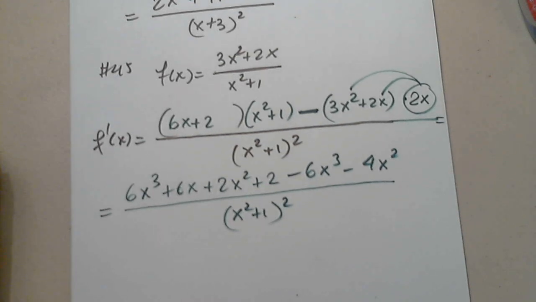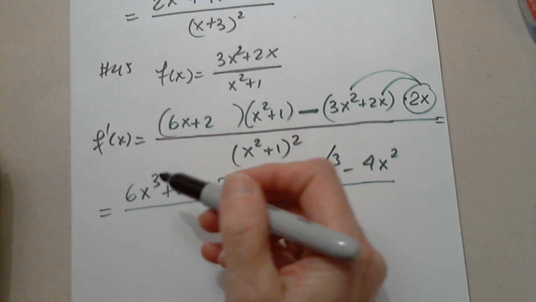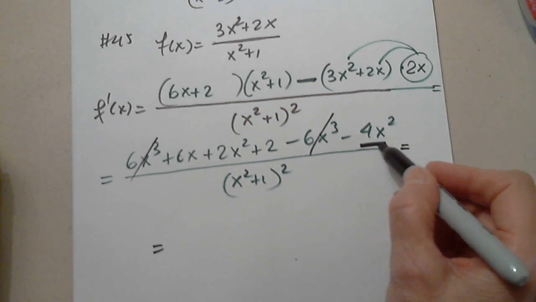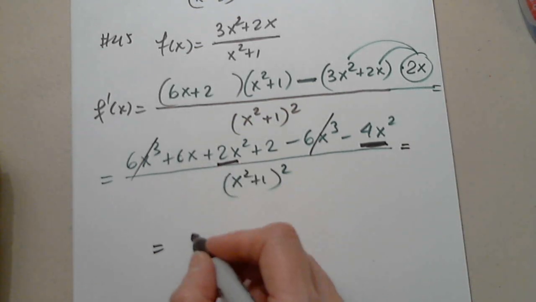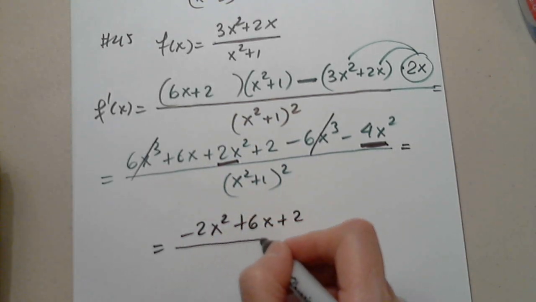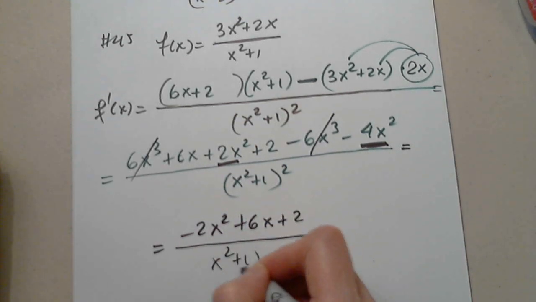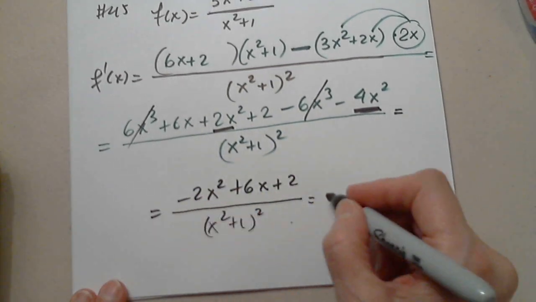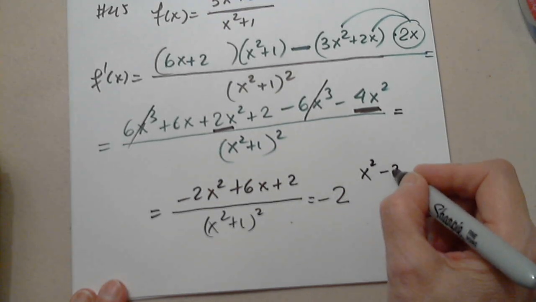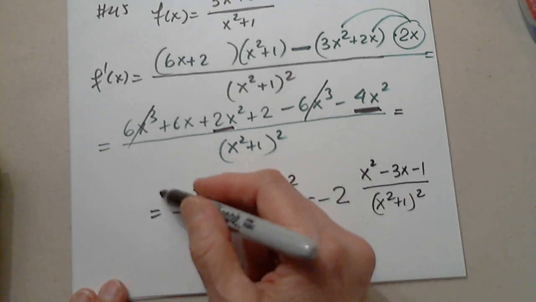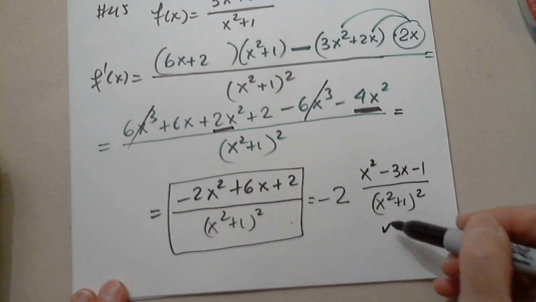Now we try to simplify if possible in the numerator, see if anything goes away. Yes, these two go away. In descending order always, I have to start with 2x cubed plus 2x squared minus 2x squared plus 6x... plus 2. And leave it alone. I would prefer to factor out the negative and 2. 2 is common. So negative 2, x squared minus 3x minus 1 over x squared plus 1 squared. But this is good enough. I'm happy with this, and I'm happy with this.